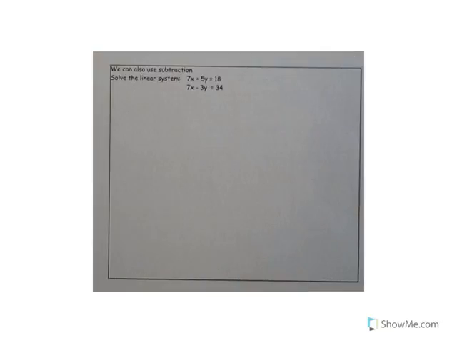Let's do that again. For this one, I'm going to solve this linear system. And if you notice, there's 7x plus 5y is equal to 18, and 7x minus 3y is equal to 34. That's all set up nicely right now, but we're going to change this into a subtraction problem because we have 7x and we want to get rid of 7x. So this is going to end up being 0 here for the 7x's.